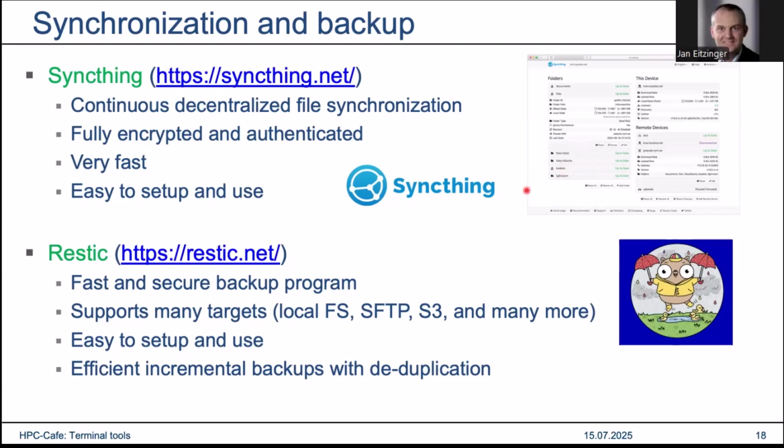And for backup, there is Restic. Some of you may already know that. That's a very fast and secure backup program. Also easy to use, supports a lot of targets. Most probably a very important target is S3. So you can have an S3 bucket and store a backup there encrypted. And it's very efficient incremental backup with deduplication, so duplicates are not stored separately. And if you are in need of any of this, really give it a try. Two very, very good tools.